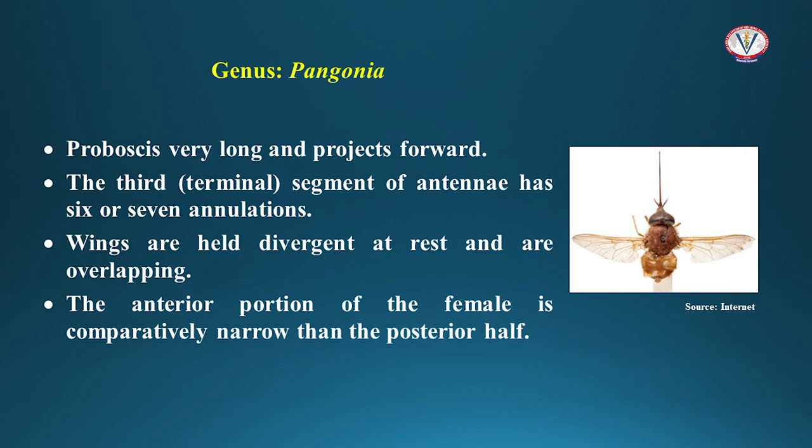Genus Pangonia. The proboscis is very long and projects forward. The third, or the terminal segment of the antenna, has six or seven annulations. Wings are held divergent at rest and are overlapping. The anterior portion of the female is comparatively narrower than the posterior half.